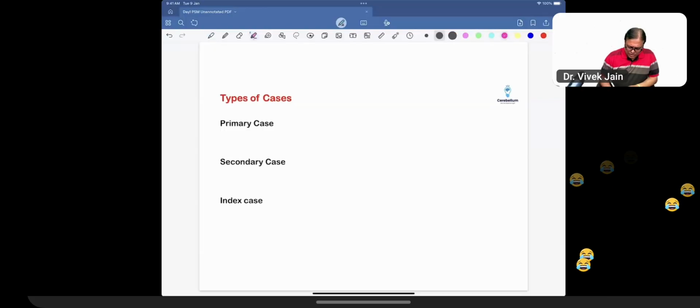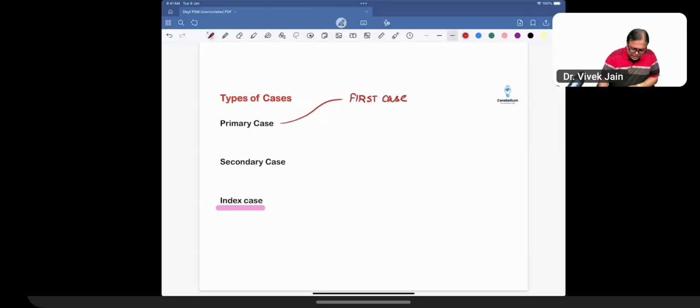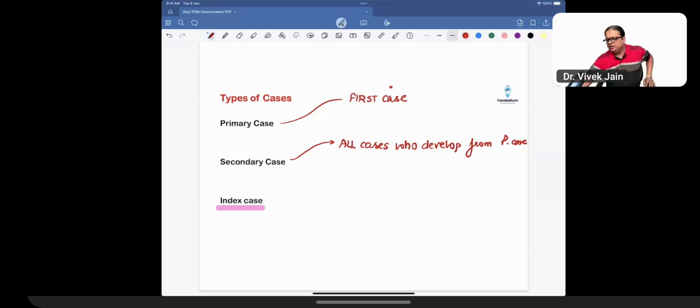Can you tell me what is a primary case? What is a secondary case? As the word is telling you, primary means first case. What is a secondary case, anyone? Yes, all cases who develop from primary case. Okay, I ask you a question. Can you tell me primary case, can it be multiple? Answer is yes.